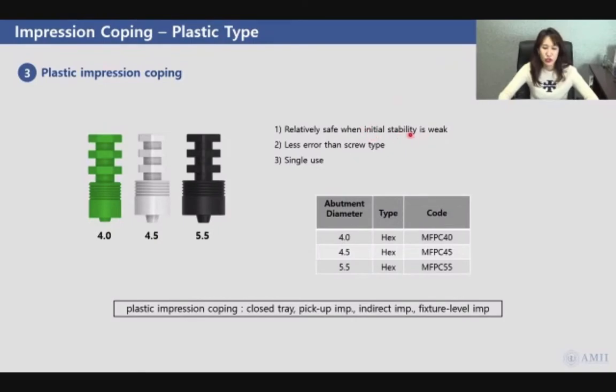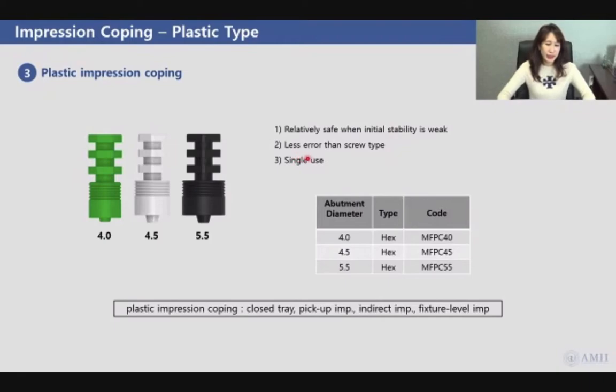Especially when the initial stability is weak. Because this is a snap-on type, this does not use any screws. So that's why it's safer than the other two copings when the stability is weak. We only need to snap it in, without needing any screws.